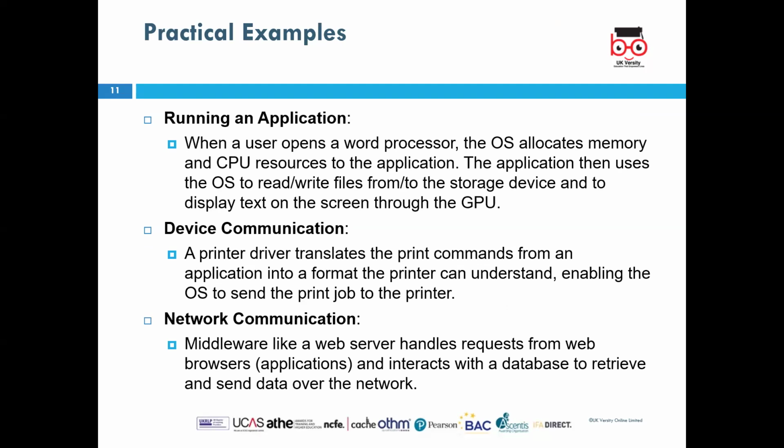Also, we have running applications, where a user can open Word, for example, and our operating system can allocate memory and our CPU can resource this application. Then we have device communication, where a printer's driver will translate the print commands from an application into a format that the printer can understand. Network communication, we have middleware like a web server, which handles requests from web browsers and interacts with our databases.